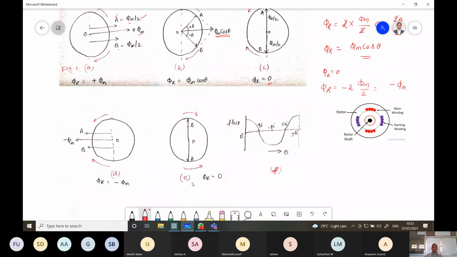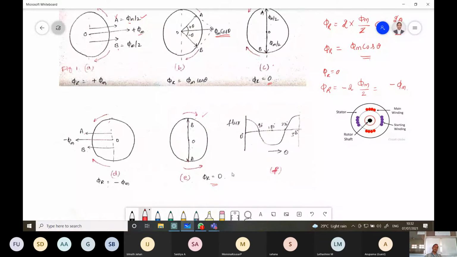Coming to figure number E, again A comes downward, B comes upward. Both are in opposite direction, right? So this is exactly equal to figure C. But in figure C, B vector is downward and A vector is upward. In figure E, that is opposite, B vector is upward and A vector is downward. But what about the resultant vector here? Both are phi m by 2, equal and opposite. So phi r, the resultant vector, is also equal to 0.